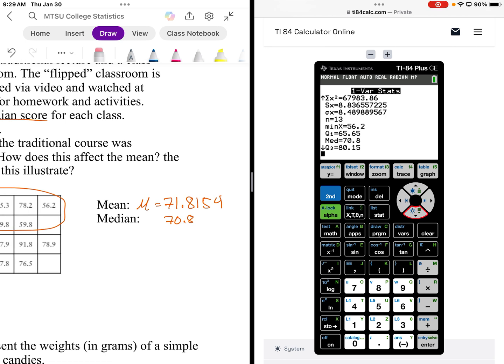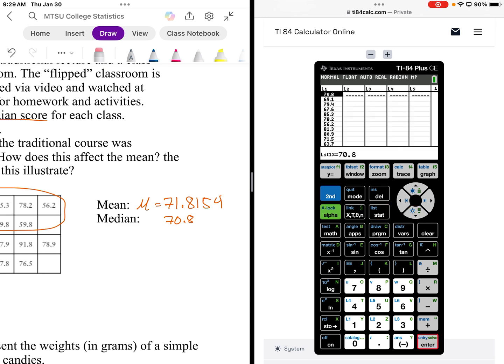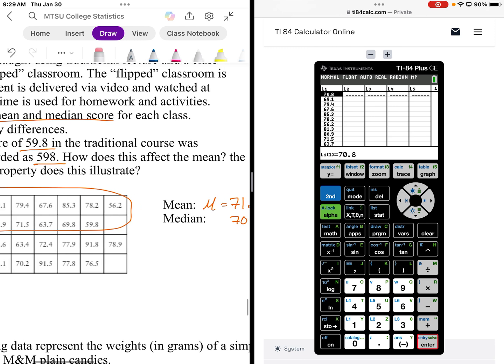Okay. Now I'm going to go back in there and take the score that was 59.8 and change it to be 598. Thinking about it, that's a lot bigger number compared to all the other ones, so I should be thinking the mean should be a lot bigger. We went from all 2-digit numbers to throwing in a big 3-digit number, so it should increase the mean.